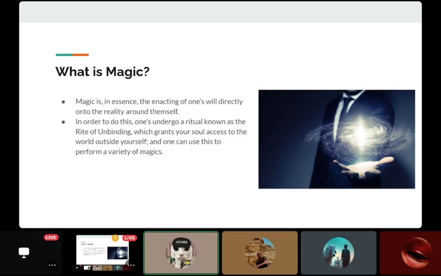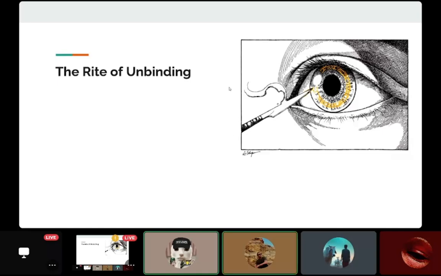And one can use this to perform a variety of magic. This rite is incredibly dangerous, as I've already said. There's a waiver at the back of your syllabus, a liability waiver. Listed at the top of it are some of the things that are pretty much guaranteed to happen. You will lose or impair one of your senses permanently. This is irreparable. You can compensate using magic.